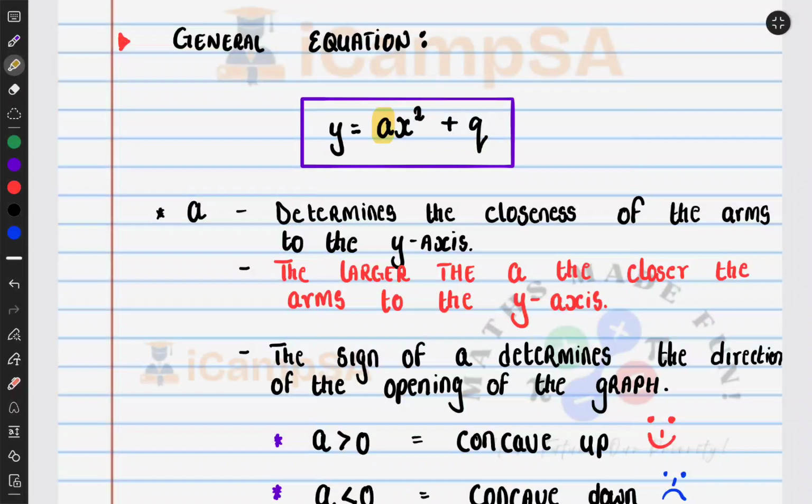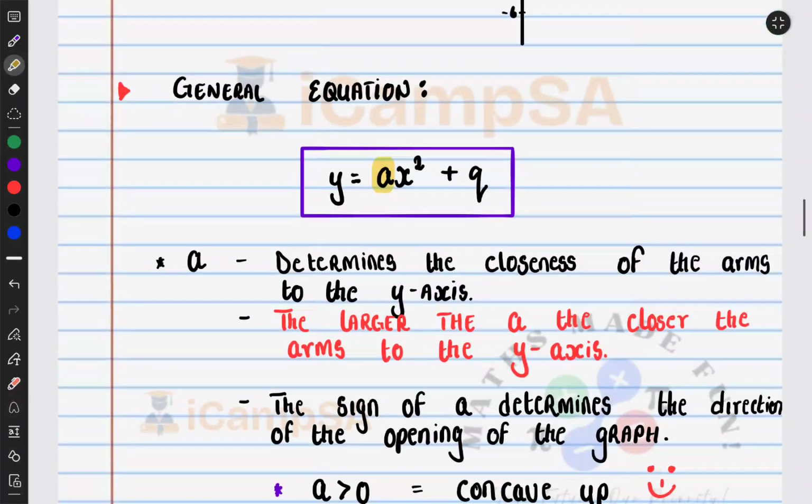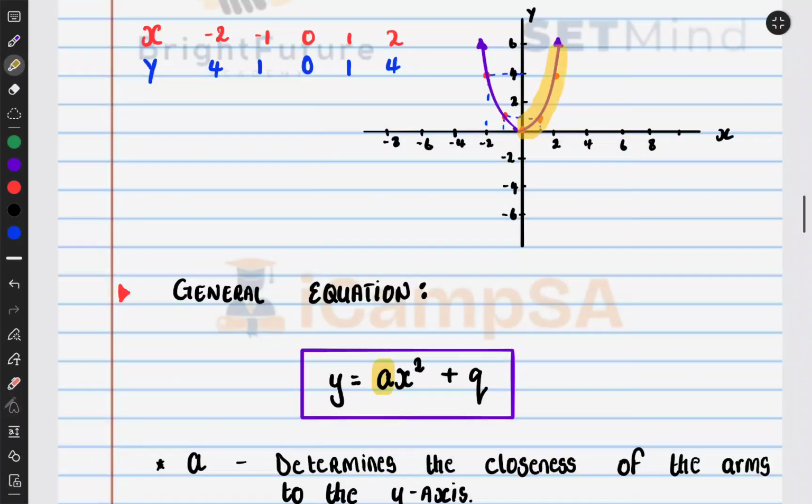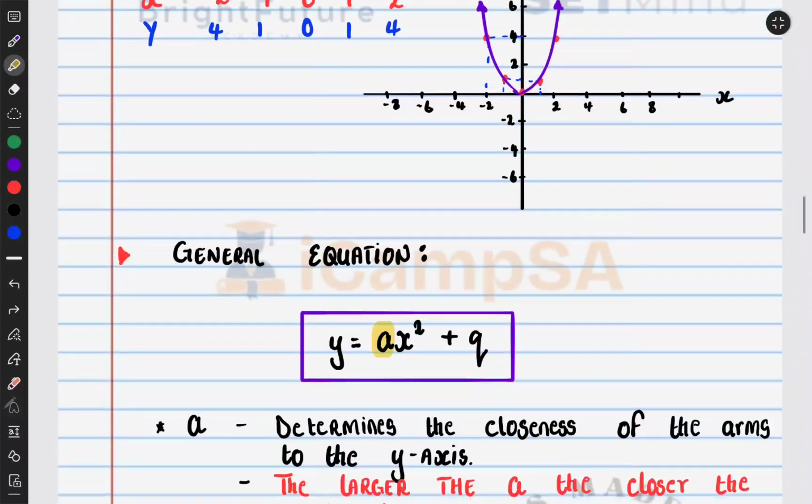And now let's go ahead and see what that coefficient of x squared represents. So a is used to determine the closeness of the arms to the y-axis. When you are referring to the arms, those are the arms of the curve, so it's the closeness of these arms to the y-axis that we are referring to.